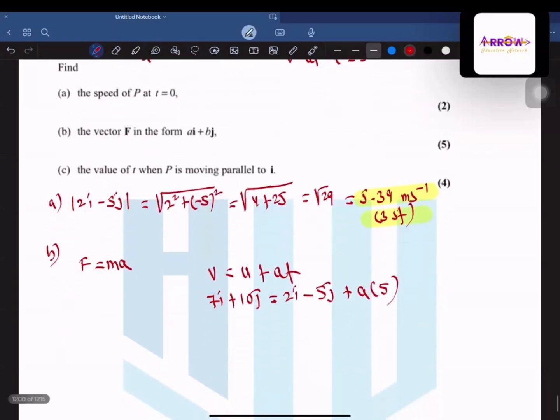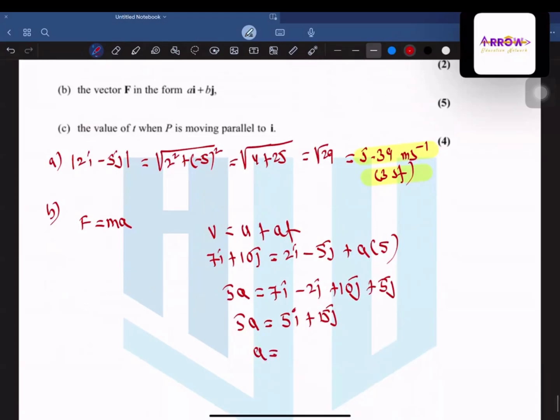So I'm going to say that 5a equals 7I minus 2I plus 10j plus 5j. So 5a equals 5I plus 15j, meaning the acceleration vector is 5I divided by 5 plus 15j divided by 5. So acceleration equals I plus 3j. This is the acceleration vector, I plus 3j meters per second squared.